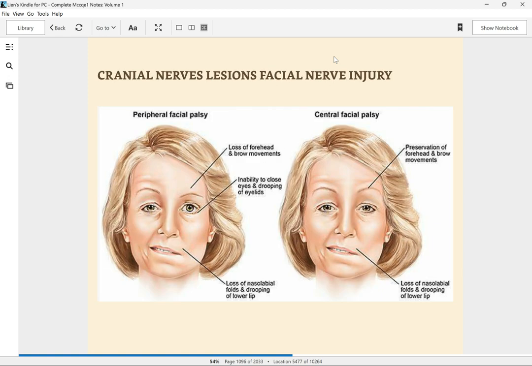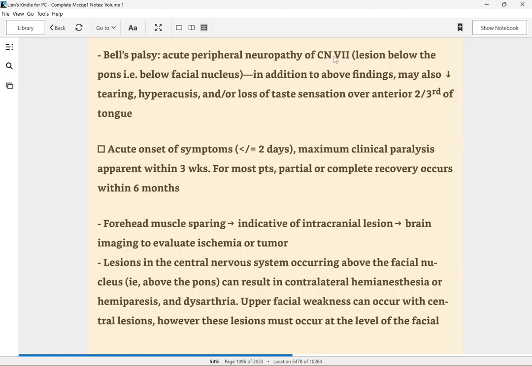Cranial nerve lesions. Facial nerve injury. Bell's palsy, acute peripheral neuropathy of CN7, lesion below the pons, i.e. below the facial nucleus. In addition to above findings, may also have decreased tearing, hyperacusis, and/or loss of taste sensation over the anterior 2/3 of the tongue. Acute onset of symptoms, less than or equal to 2 days, maximum clinical paralysis apparent within 3 weeks. For most patients, partial or complete recovery occurs within 6 months.